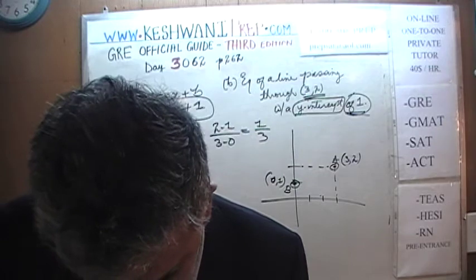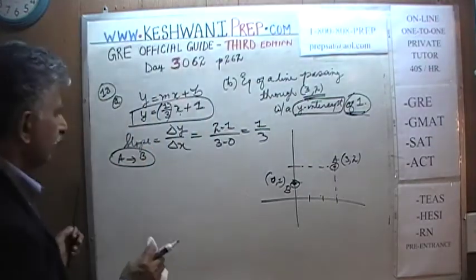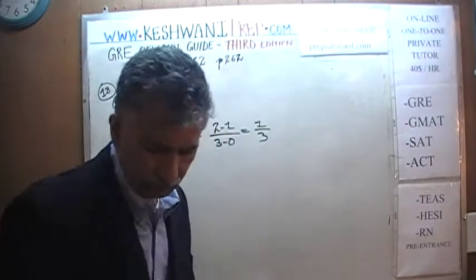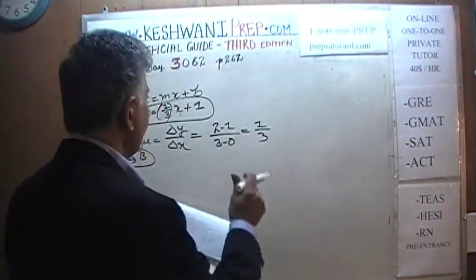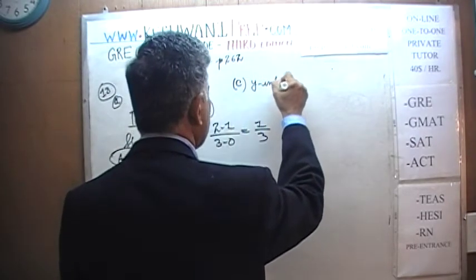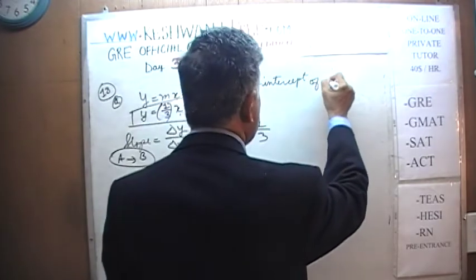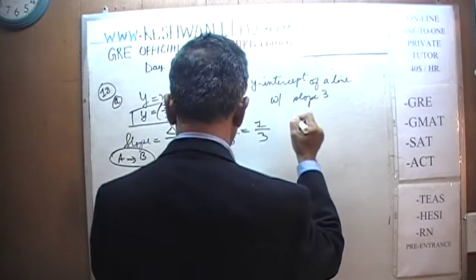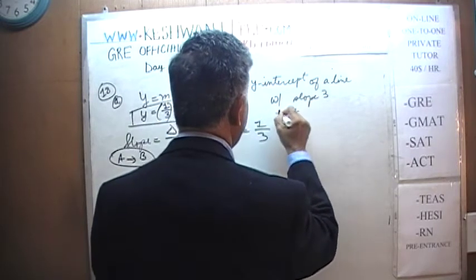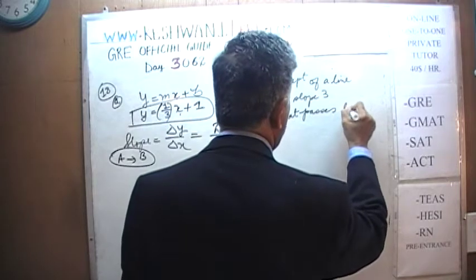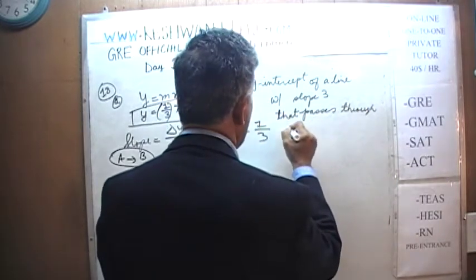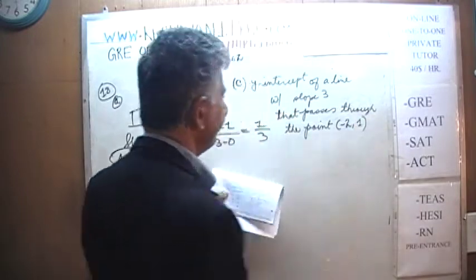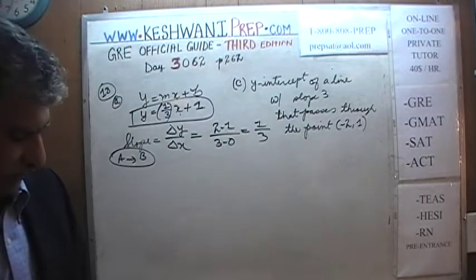Let's look at part C. Part C says the y-intercept of a line with slope 3 that passes through -2 and 1. What can we do?